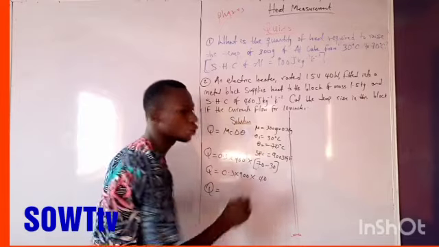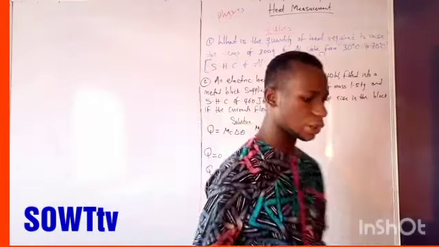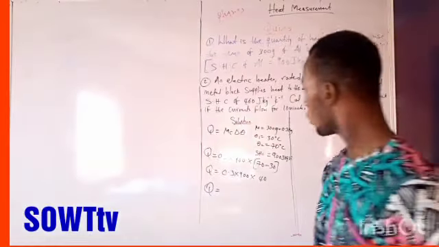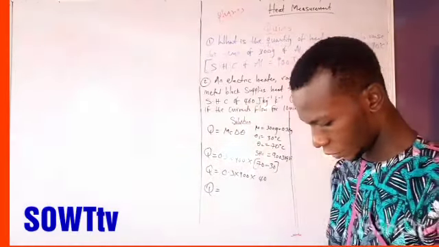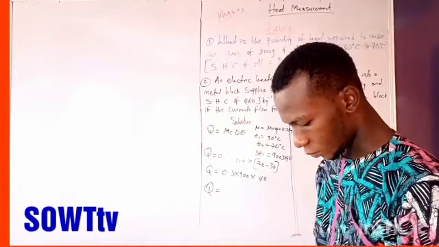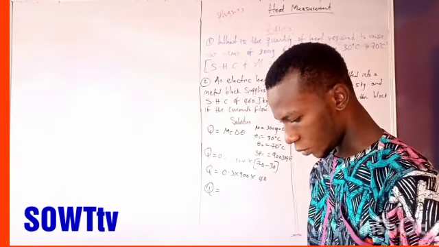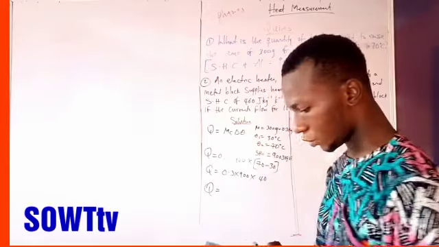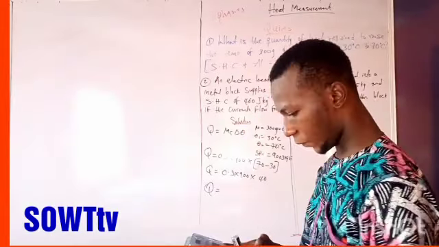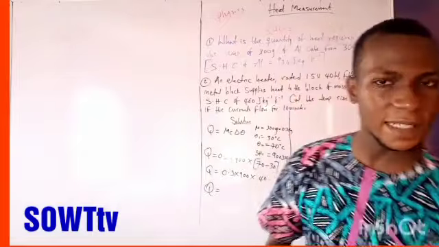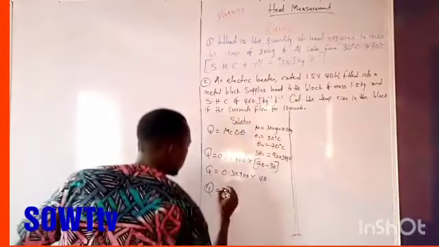Then Q equal to, that is our final answer should be, let me check here. 0.3 times 900 times 40. So the final answer is 10,800.